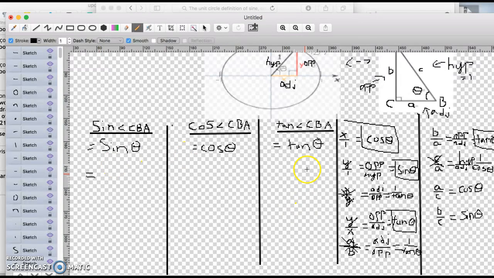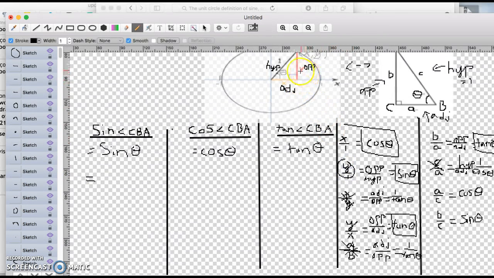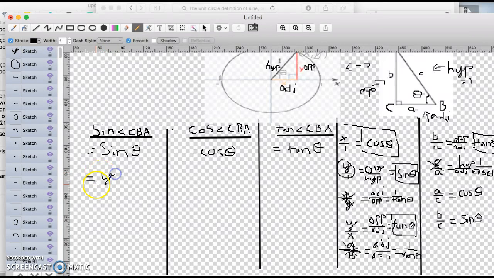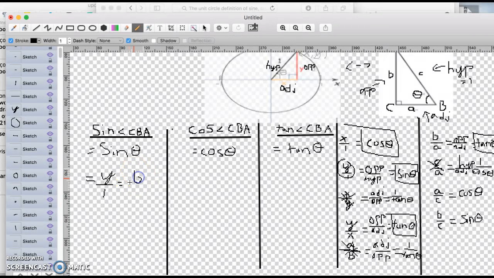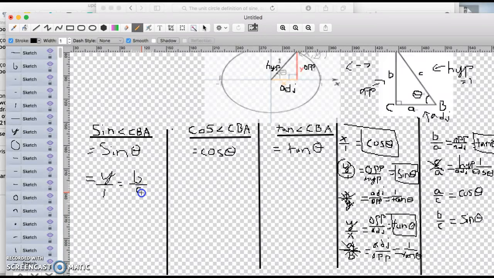Right here, y over 1, as we figured out earlier, y over 1 opposite over hypotenuse is going to be a sine. So we'll put that in there. However, we're going to see if there's any others. B over C is also the sine of theta as well. So B over C is going to be categorized in that. So y over 1 is equal to B over C.